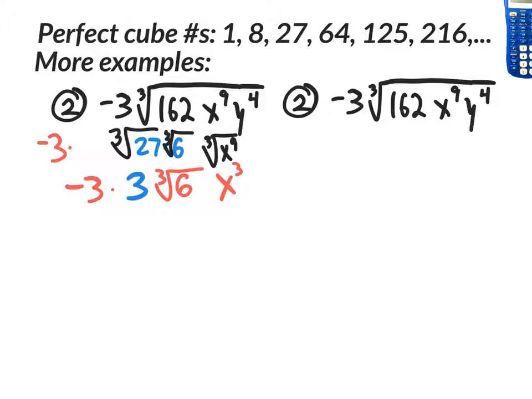Over here, we have a slight problem. Y to the 4th. We want it to be divisible by 3. That's a 4. It's not divisible by 3. So what I'm going to do is I'm going to rewrite it. Yeah, I'm going to split it. I'm going to rewrite it as y to the 3rd times y. So I'm going to take that y to the 4th and rewrite it as y to the 3rd times y. Why would I do that? So I could split the 3rd root to each of them.